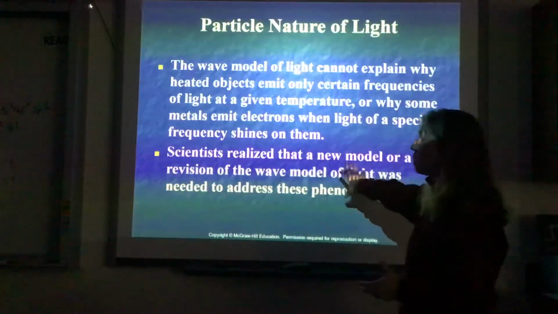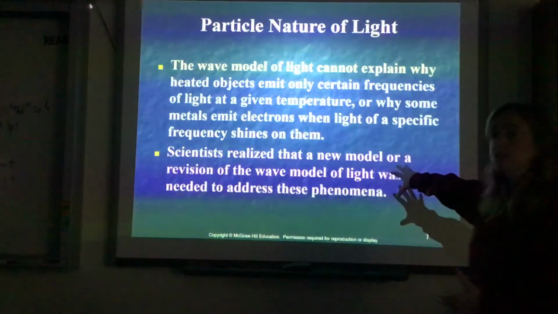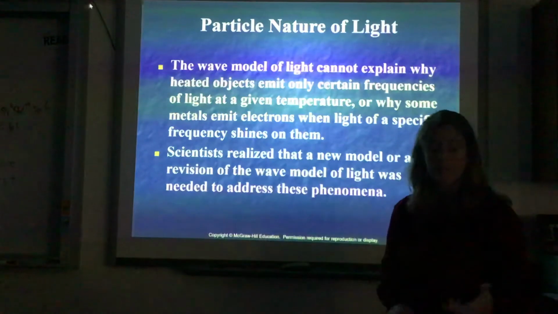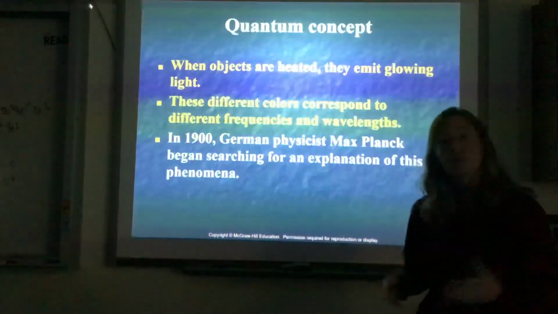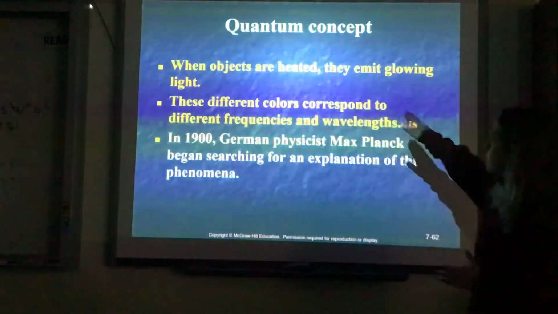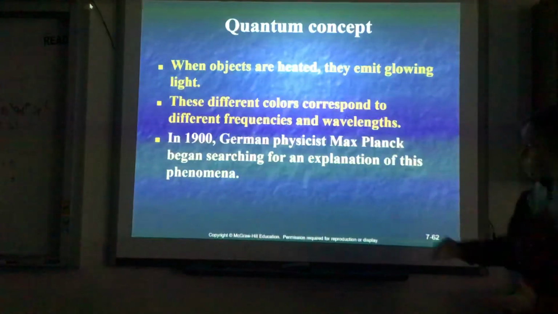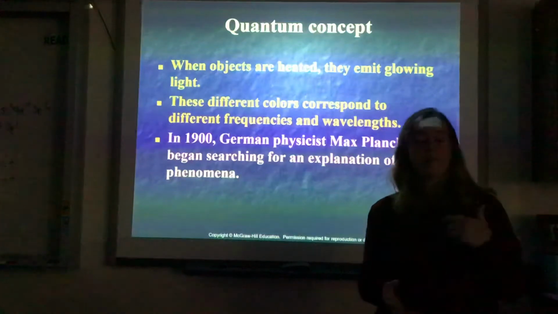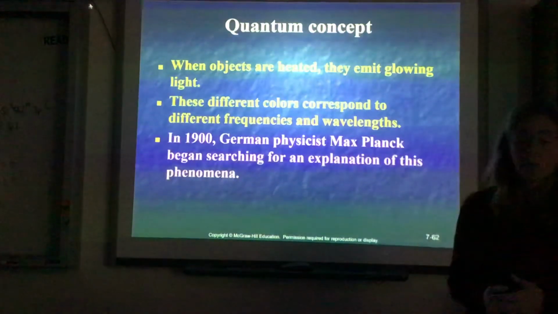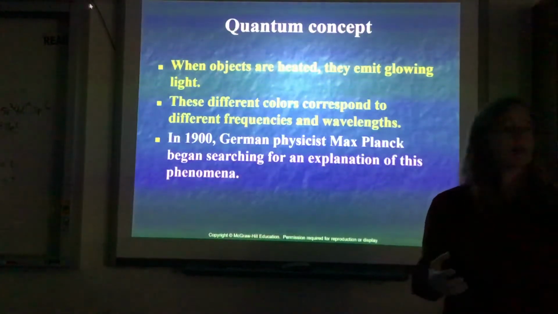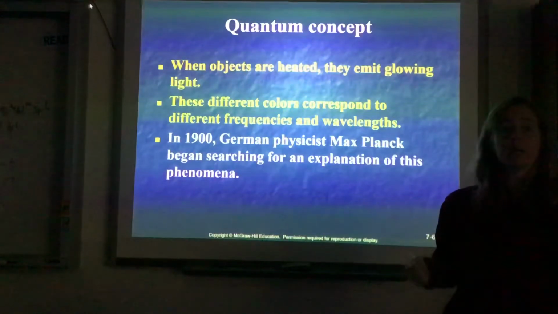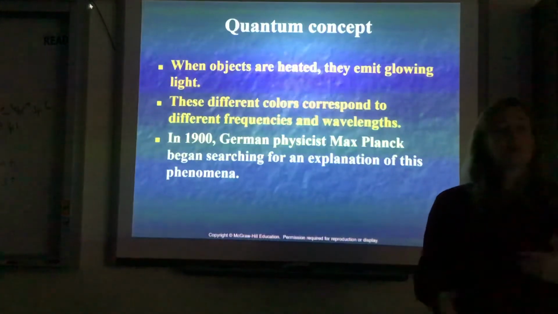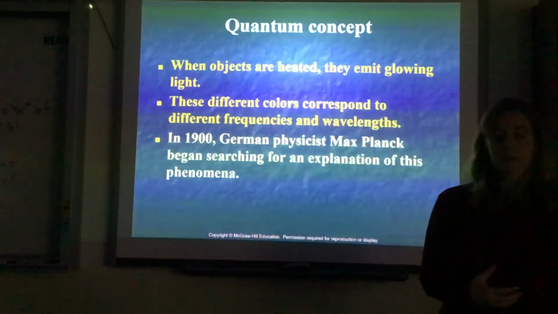We ended on Monday talking about how we needed a new model, or a revision of the wave model of light, to address the phenomena, okay? So the quantum concept: when objects are heated, they emit glowing light. These different colors correspond to different wavelengths and frequencies, okay? So when we heat them, like when you saw in the lab, we were heating these chloride salts, which had different metals in them. They were giving off a different characteristic of light, okay?